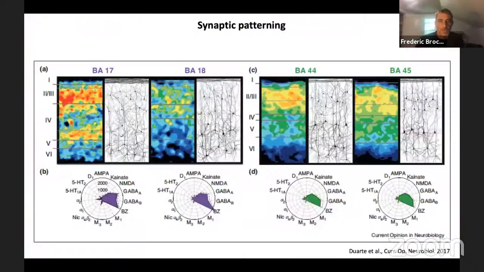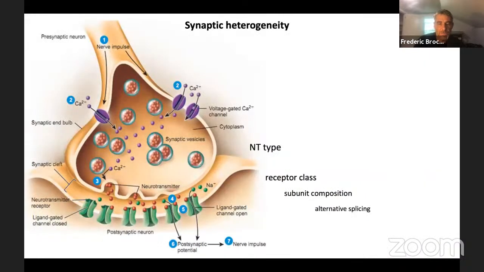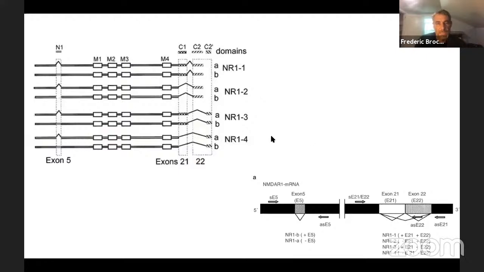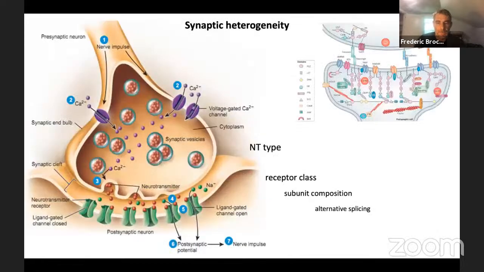There is a large number of synapses, different types of neurons, and different types of neurotransmitters. Even within a single class there are different types of receptors, each with a different subunit composition, and each subunit has different forms due to alternative splicing at the gene level. So just past that, you can go through later. And that's just the surface of the synapses.